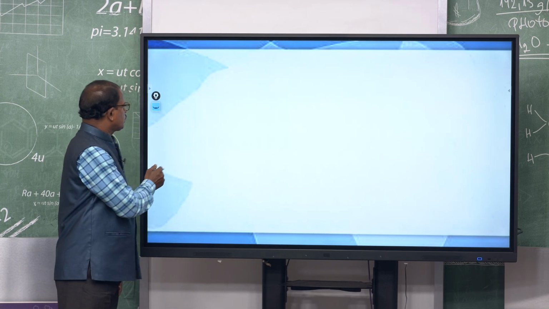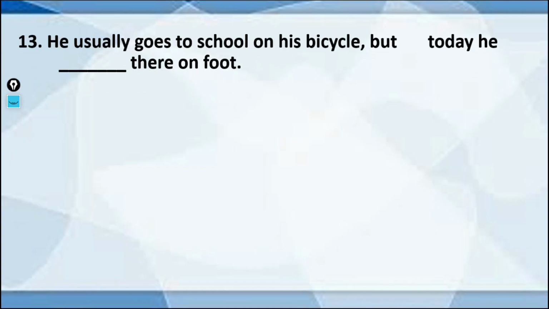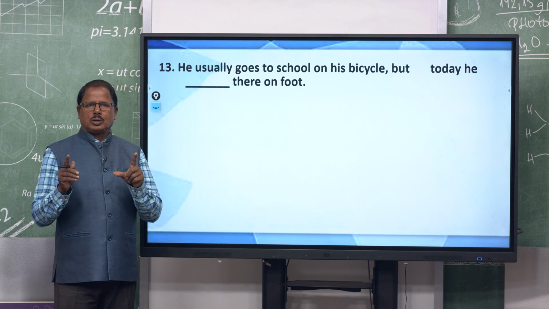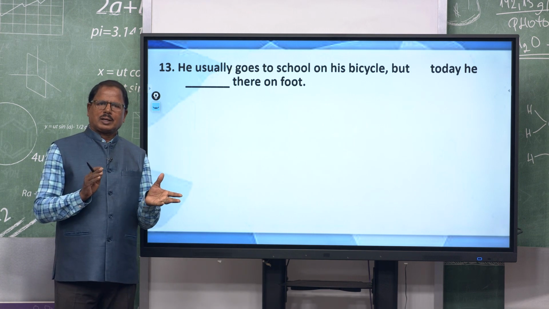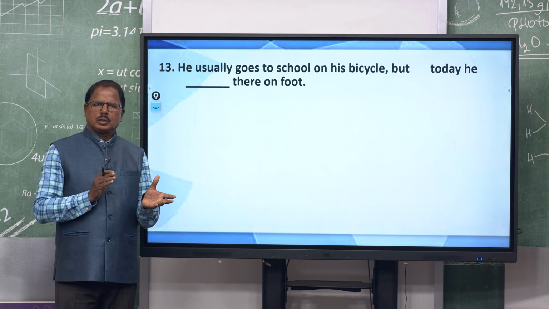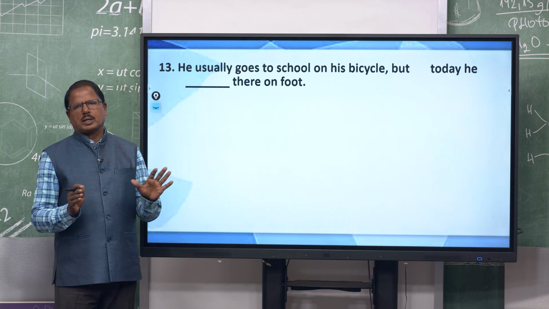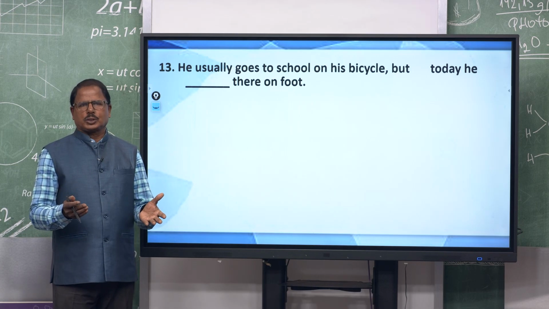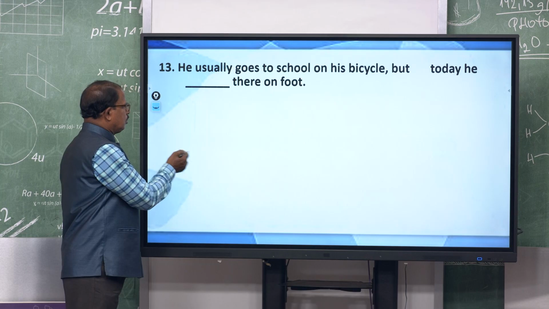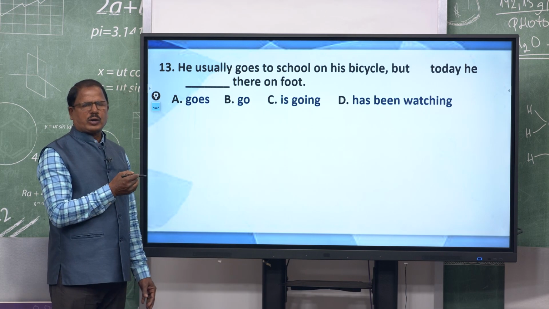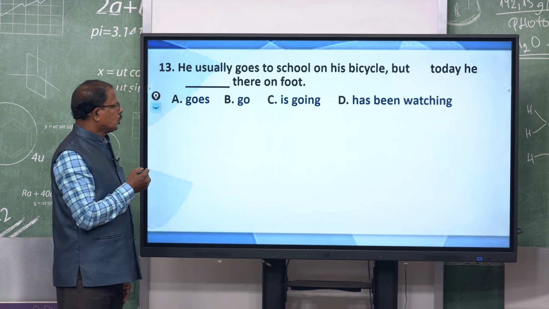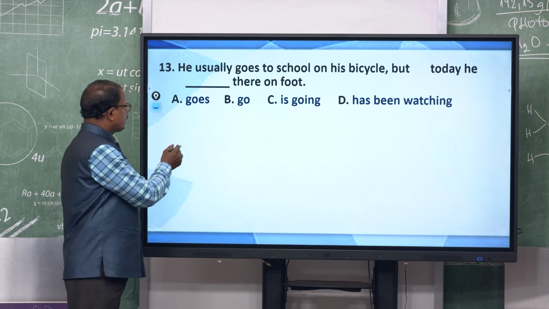Let's go to the next question, question number 13. He usually goes to school on his bicycle, but today he does there on foot. There are two actions. One is permanent action, habitual action. Usually goes to school, but today he is going. Now you see the options and then you can find the answer. Goes, go, is going, has been going.